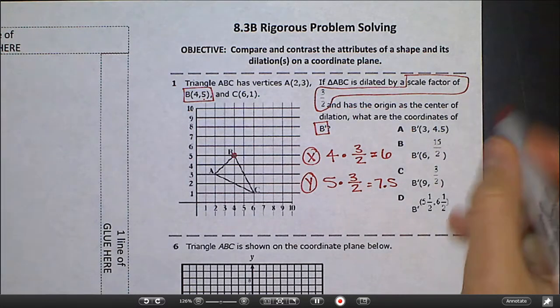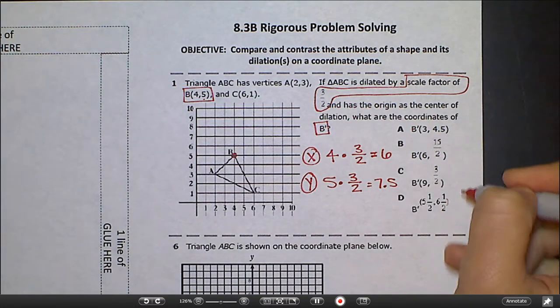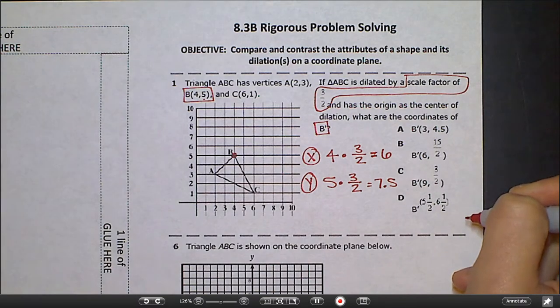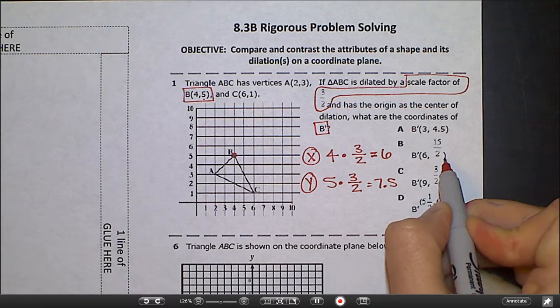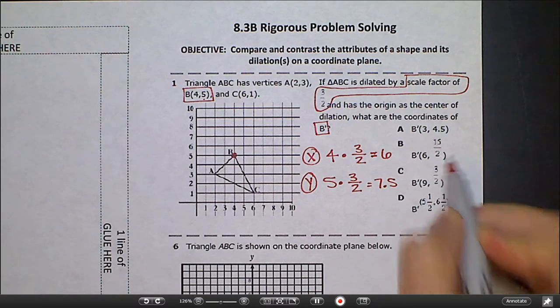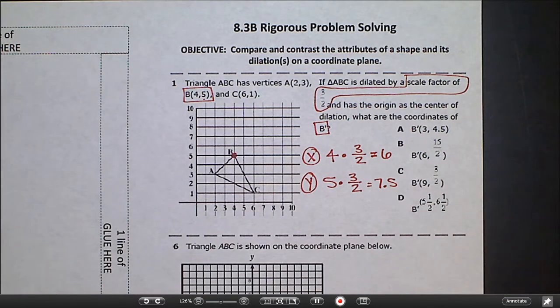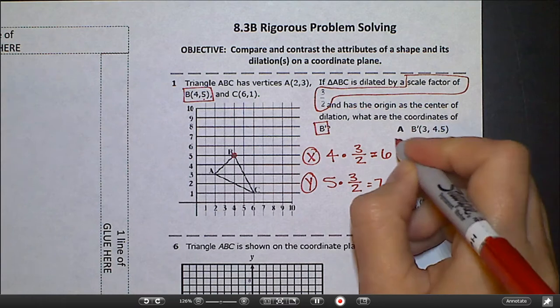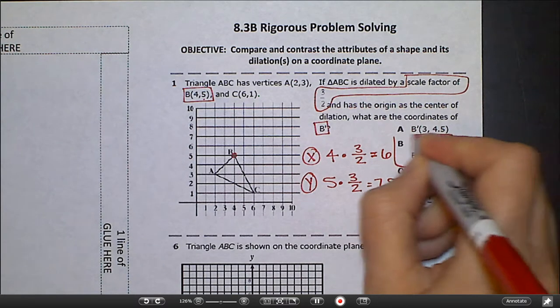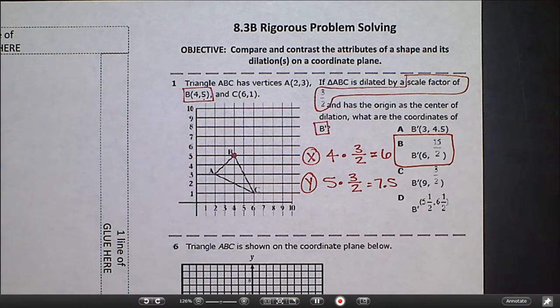Now, I look at this, and I don't see anything that says 6, 7.5, but I do see 6, 15/2. Well, let's put in 15/2 and see what we get. Let's put that in our calculator. 15 divided by 2, look at that, I get 7.5. So it's the same thing. So B is our answer for B prime.